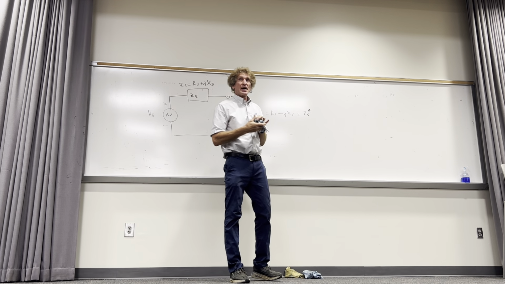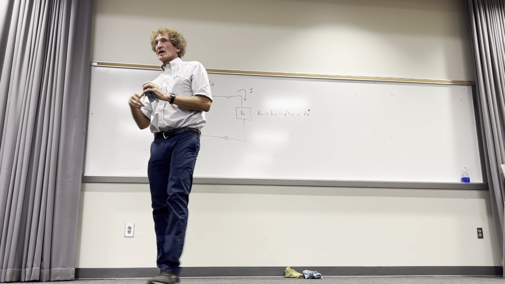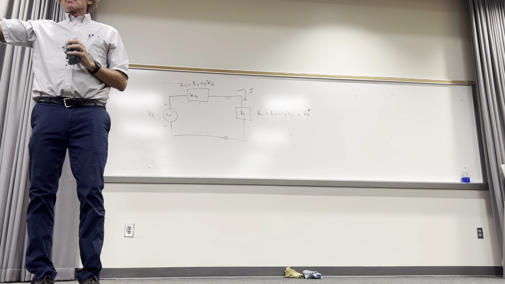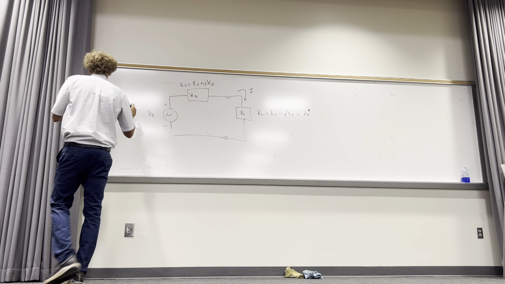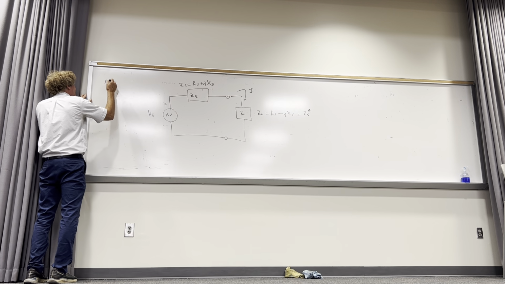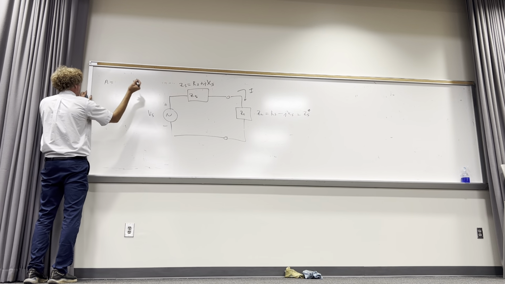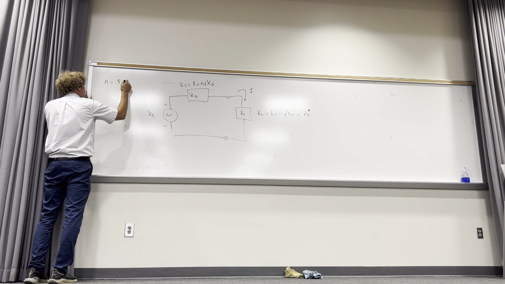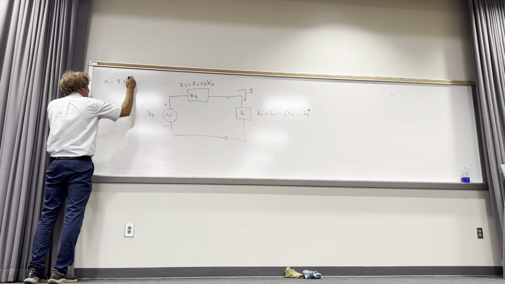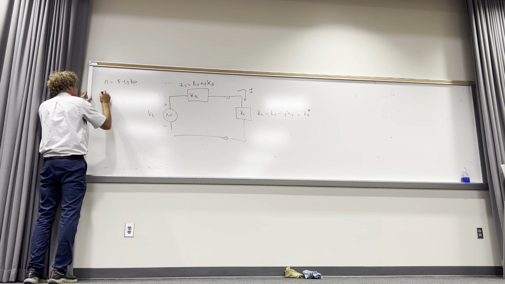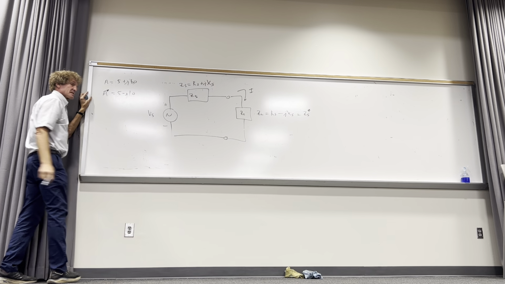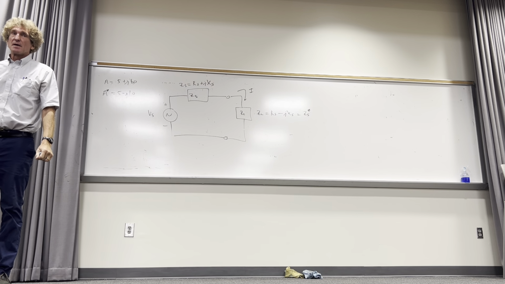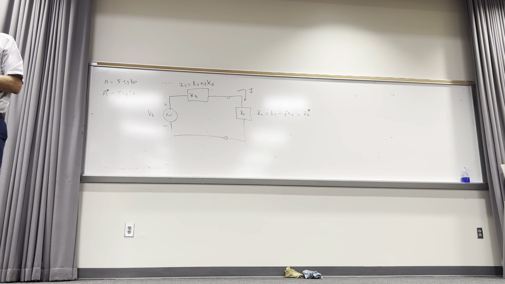It's called conjugation. How many remember conjugation from your math courses? Right? You all had it. The only thing conjugation is, if you have A is equal to, and I'll give you a specific example, 5 plus J10, then A conjugate is simply 5 minus J10. It's that simple. You remember this conjugation? It's a very simple idea.